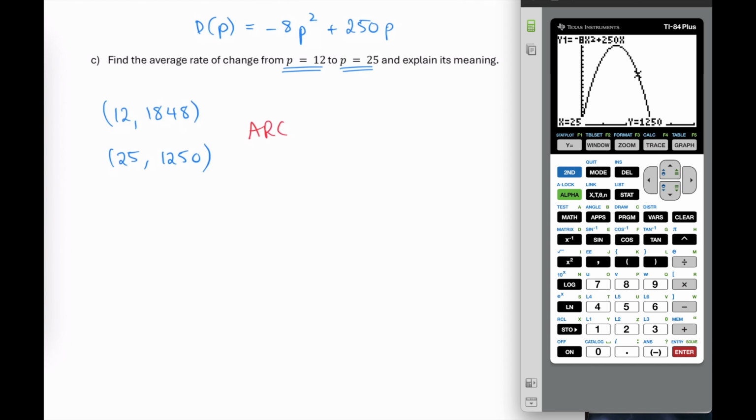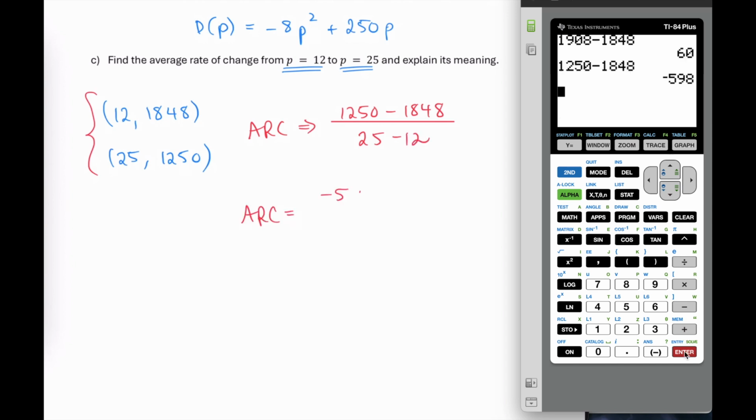Again, we calculate the average rate of change in the same way that we would calculate the slope between 2 points. So we'll say 1250 minus 1848 over 25 minus 12. This time the numerator is negative 598 and the denominator is 13 positive. When we divide these two quantities, we see the average rate of change this time is negative 46.